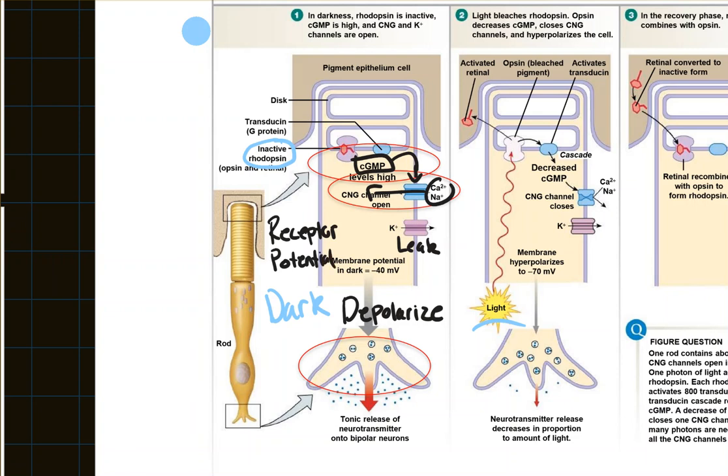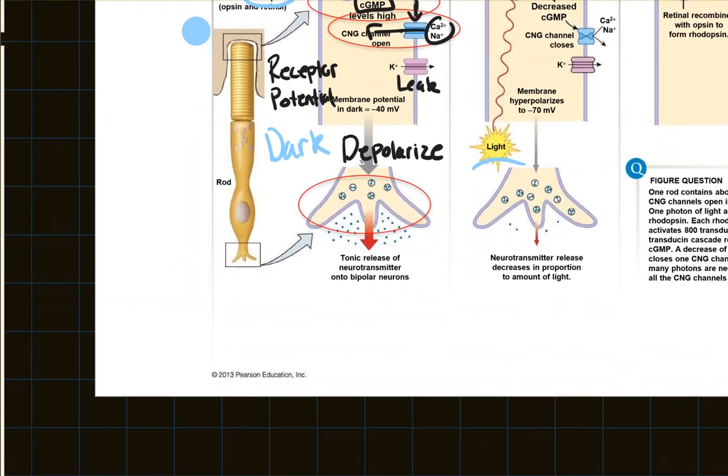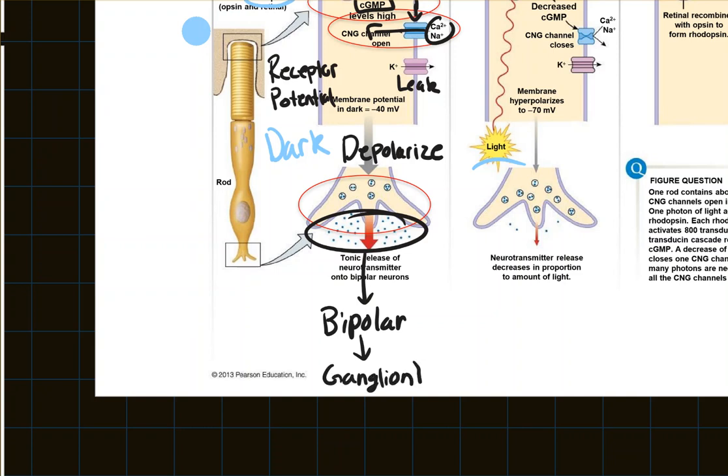All right, so let's look at what's happening down here. It will depolarize and it will release a lot of neurotransmitter, and we know that this neurotransmitter is going to go to the bipolar cell, which will then go to the ganglion cell. So I'm just going to circle these two and consider these two as cells, just by the way I've drawn it right now, just to simplify things.